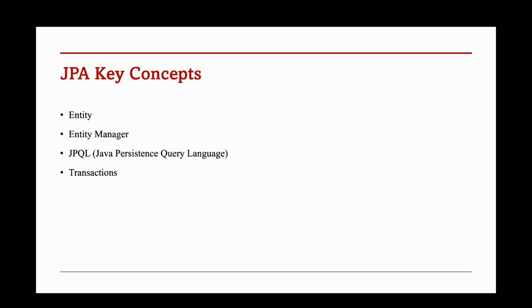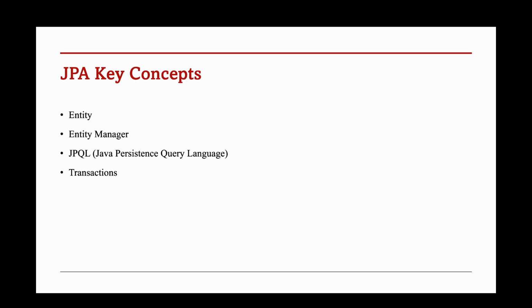Alright, let's talk about some of the main ideas behind JPA that make working with databases so much easier. First, think of an entity like a plan for your database table. It's just a normal Java class, but you add some special JPA tags to it. Next, you've got the entity manager. It's like your helper that does all the database work for you. It lets you save, get, change, and delete things without writing any SQL.